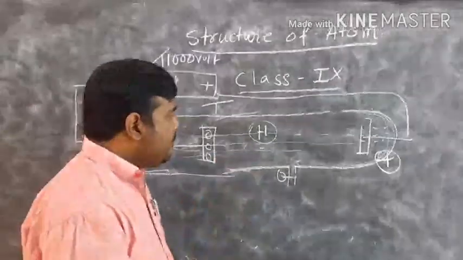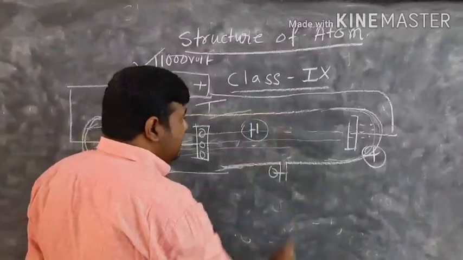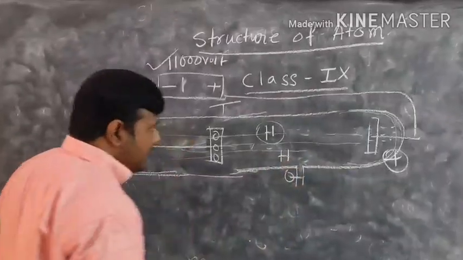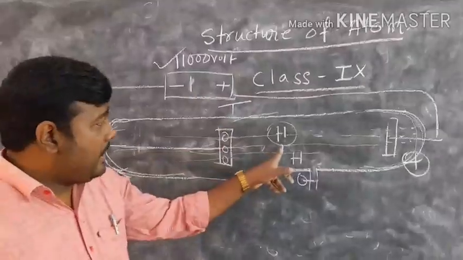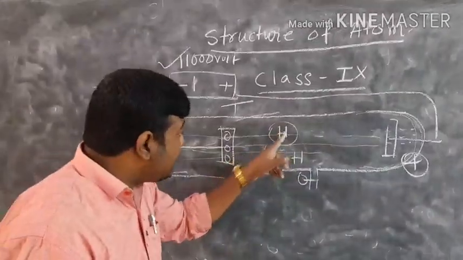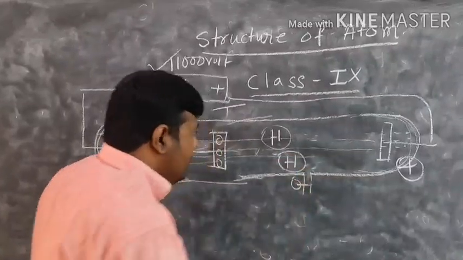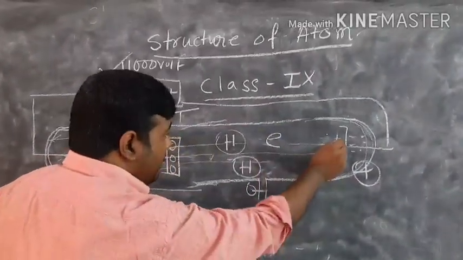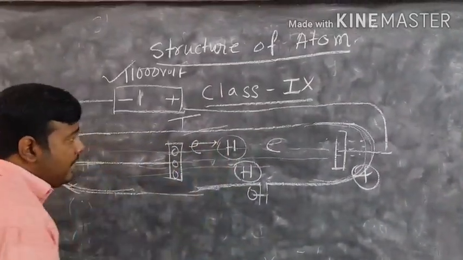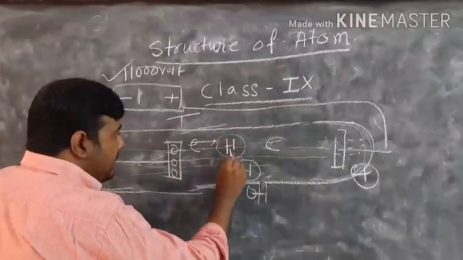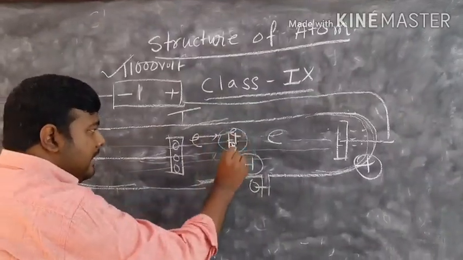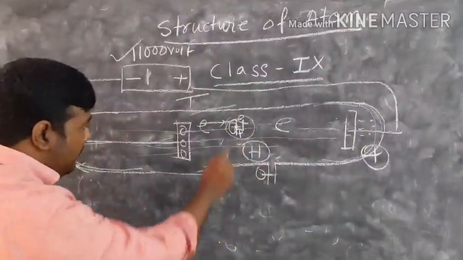Now how did he explain the formation of this type of rays? See here, hydrogen gas was there. With the help of this high voltage electric current, it breaks down to give hydrogen atoms. Now the electron originating from the cathode strikes the hydrogen, and hydrogen has a proton and an electron. The electron of the hydrogen was knocked out due to the repulsion, leaving behind a positive charge residue.